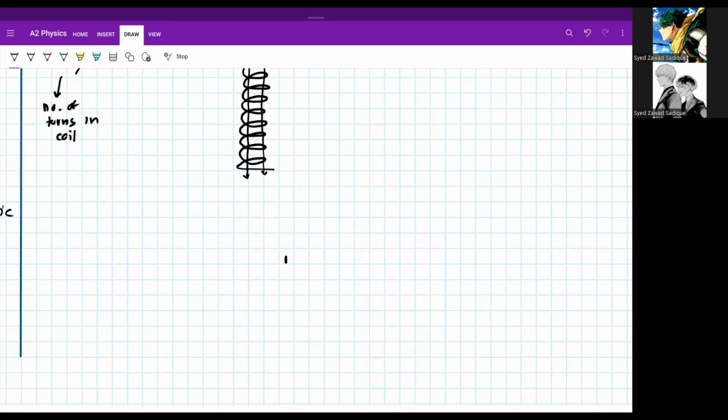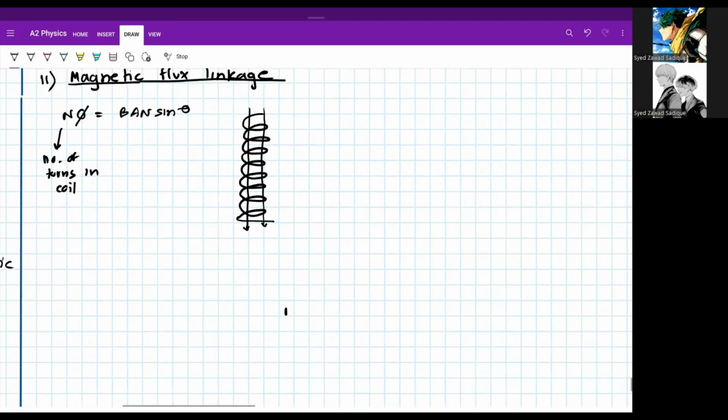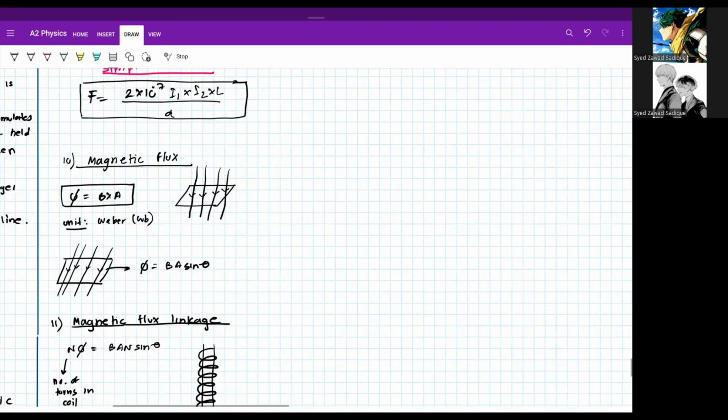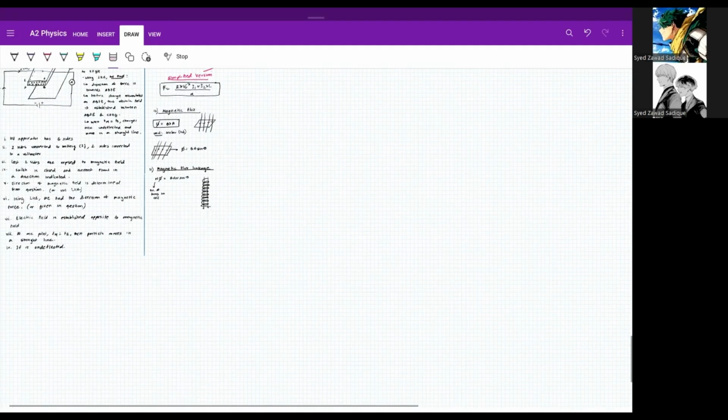So next is where we use this formula, which is the next concept. I think I'm going to move it up because we don't have space.